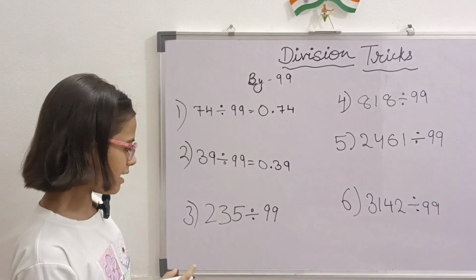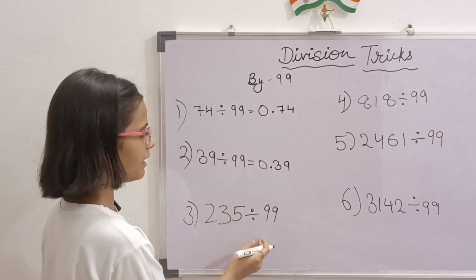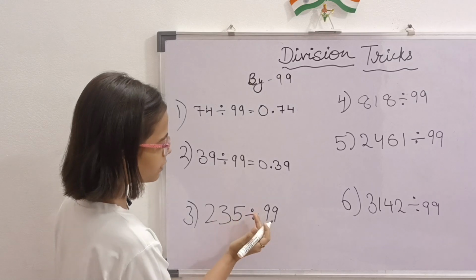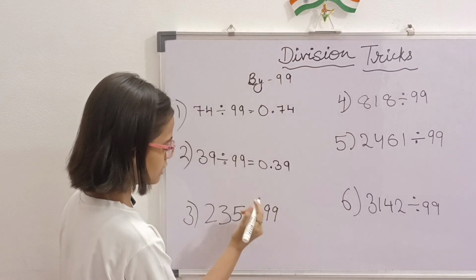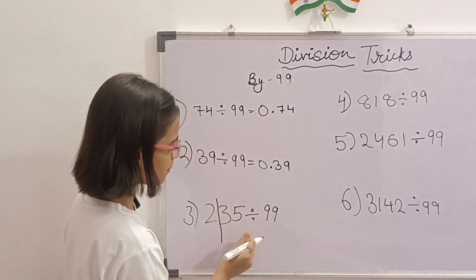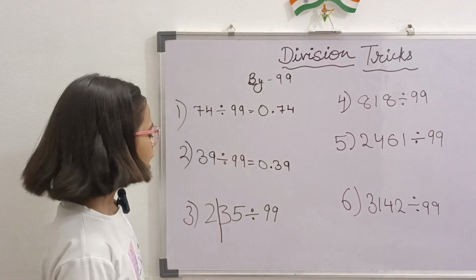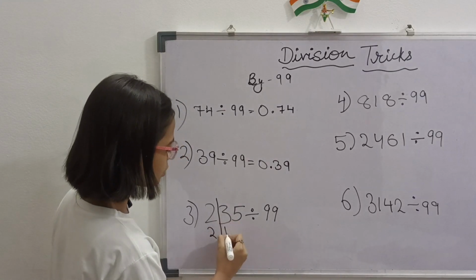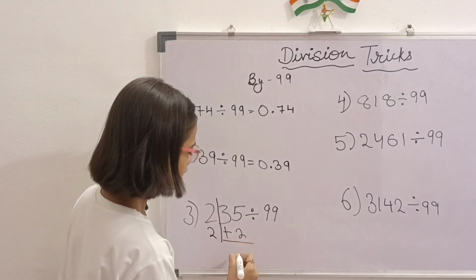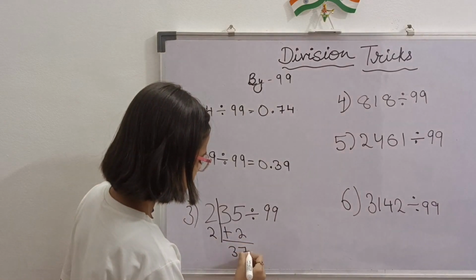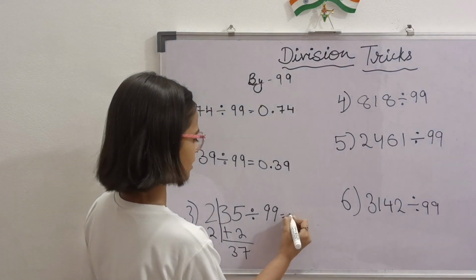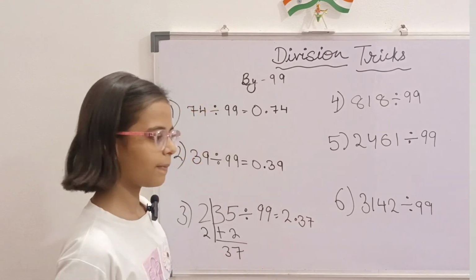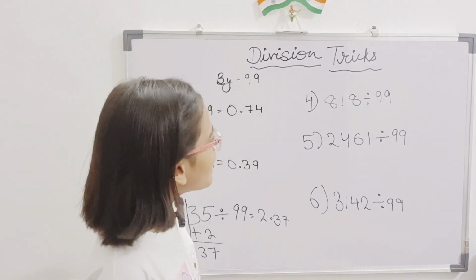Now our next number is 235 divided by 99. It is greater than 99, so what we have to do is leave two digits from the back, because 99 is a two-digit number. Then we write 2 as it is. Then we add 2 to 35, which equals 37. And this is our answer: 2.37.